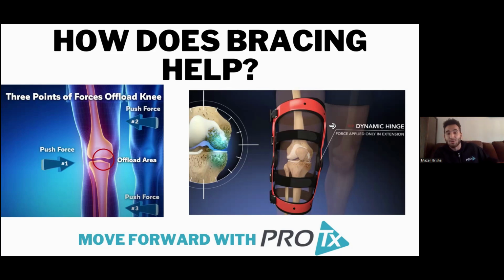So the dynamic pressure is always applied from the opposite side of the affected compartment. And that's how it opens up that narrowing space that Jen talked about in detail anatomically.